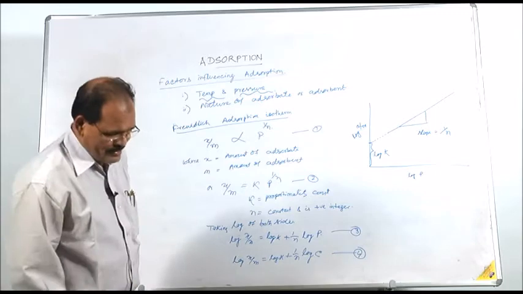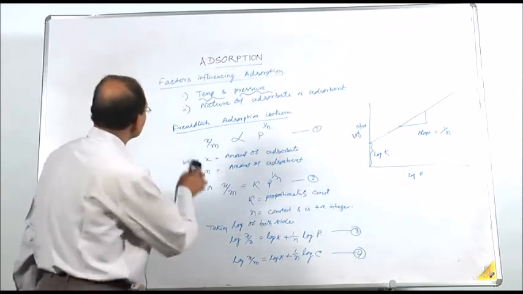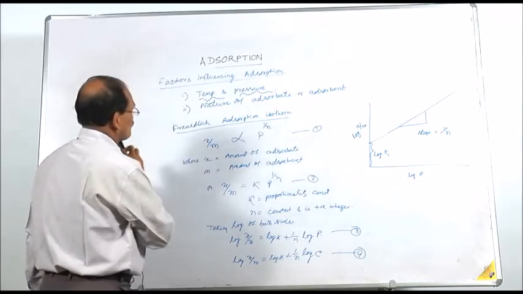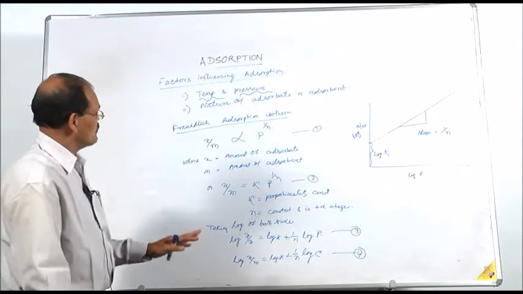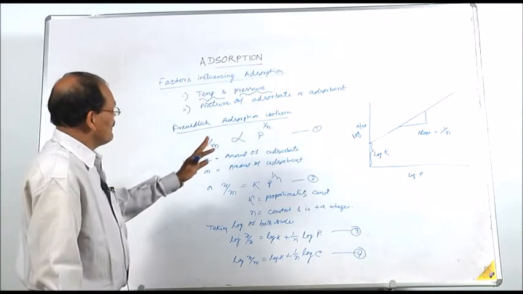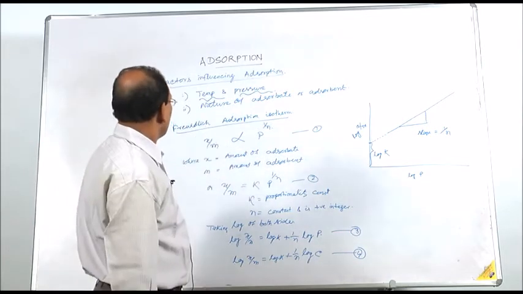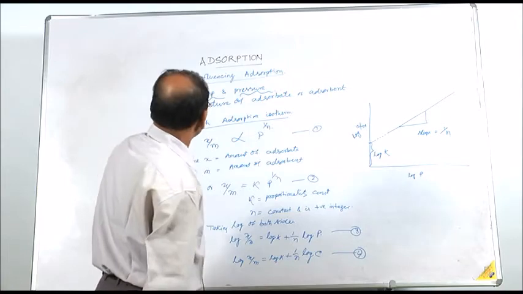So, what are the deviations or what are the limitations of this Freundlich adsorption isotherm? All these things we have discussed at a particular temperature, that is why it is known as isotherm. So, at a given temperature, the amount of adsorption is proportional to the pressure to the power 1 by n.